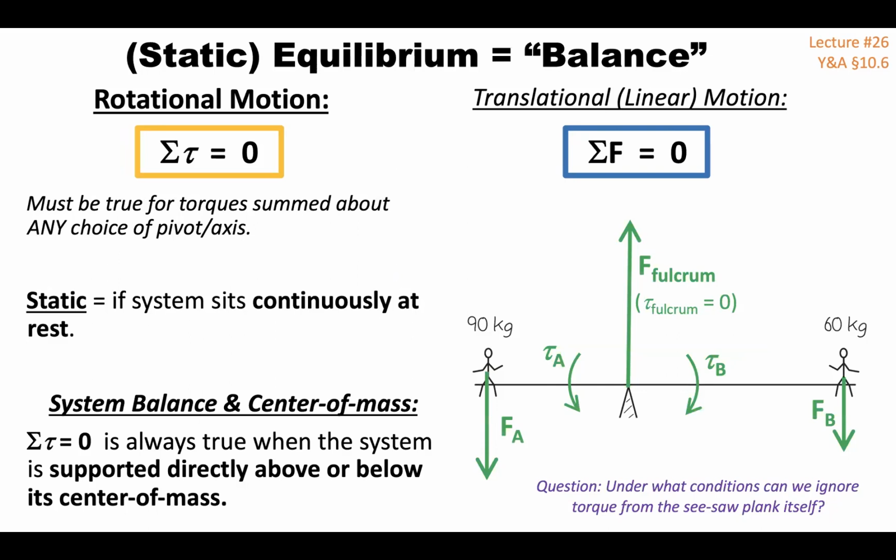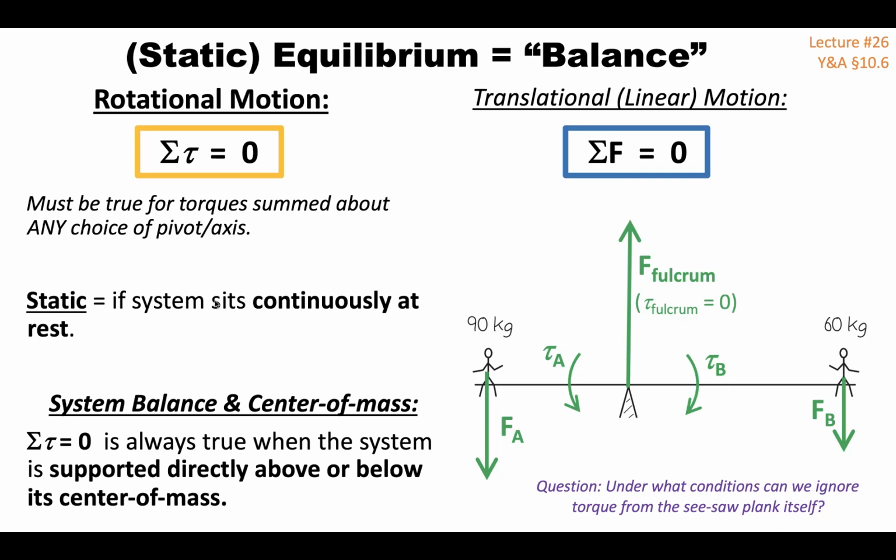Finally, before we do examples, let's talk a little bit about the special case of Newton's second law when the net force or the net torque is equal to 0. You might recall before that we called that particular special case equilibrium. And we sometimes just call it dynamic equilibrium when the net force is equal to zero. We call it static equilibrium specifically in the case where a system sits continuously at rest.